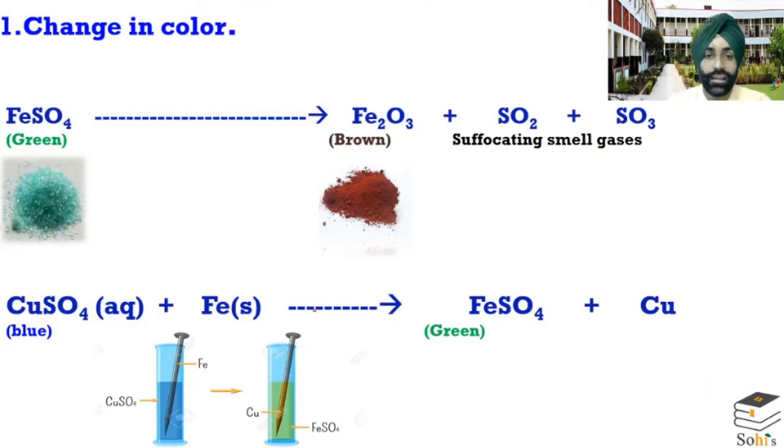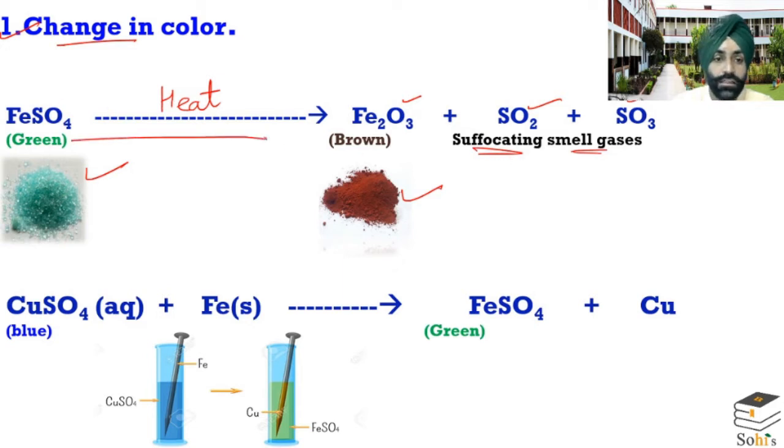So let's explain each observation with examples. First we have change in color. For example, this is iron sulfate. It is green in color. So when we heat the iron sulfate, it converts into brown Fe2O3, and two gases, SO2 and SO3. These are suffocating smelling gases.